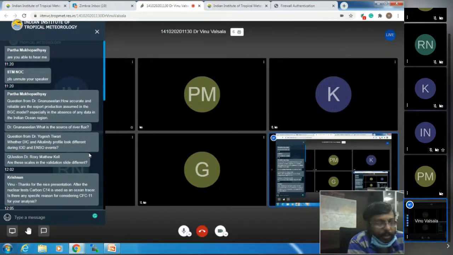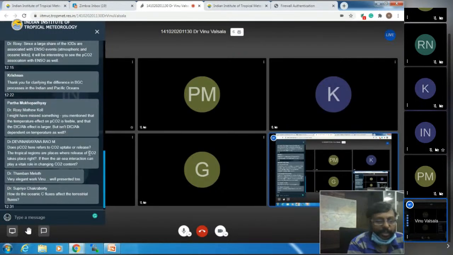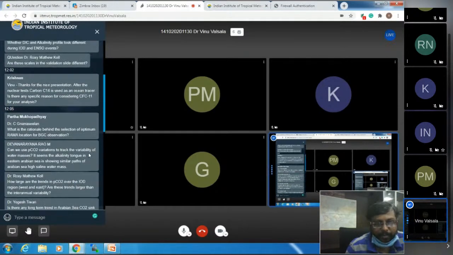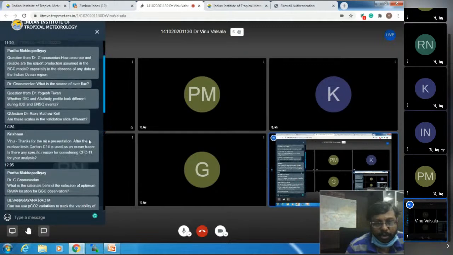I'm not very sure. I directly take the river fluxes available in that data product. Then Yogesh Tiwari asked, why do DIC and alkalinity profiles look different during IOD and ENSO events? Well, they do. As long as upwelling is the mechanism, their responses to IOD or ENSO are in the same direction, but its consequence in the net pCO2 is in the opposite direction. That is what we have found out. So I did not get the question completely. Maybe we can discuss more offline about that.